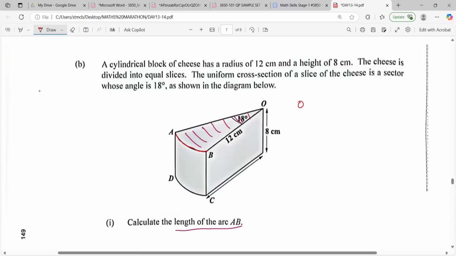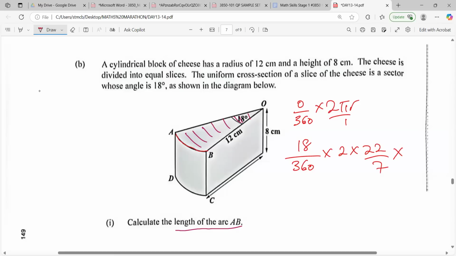So it would be angle over 360 times 2 pi r, right? So the angle formed is 18 over 360. The same pi we use, 22 over 7 up there, so we could just continue. And of course, 2 pi r, the radius here would be 12, right? Because this is the center of the cheese here. So this would be our radius. Alright, so that means it's times 12 over 1.